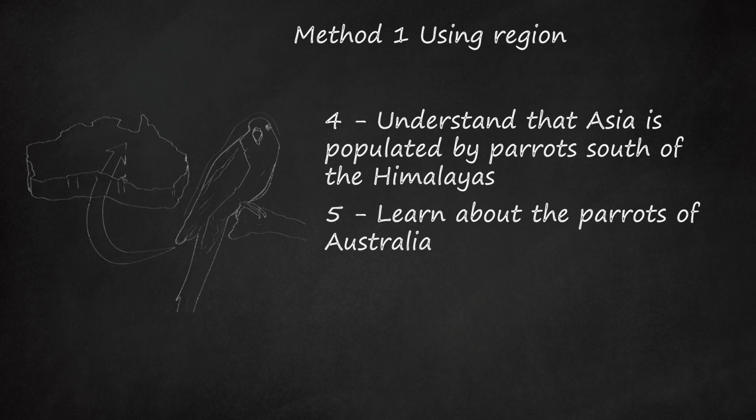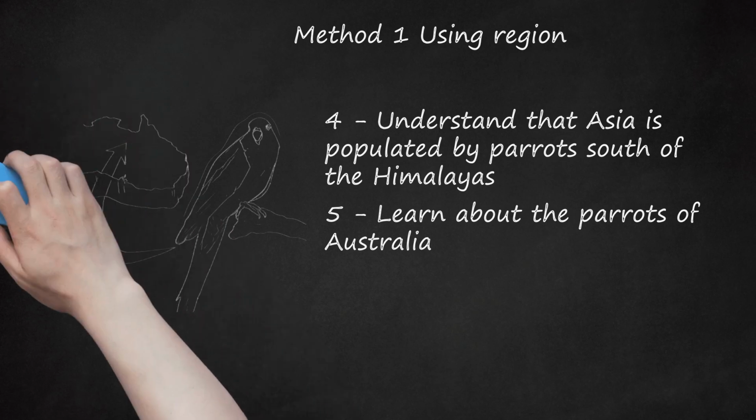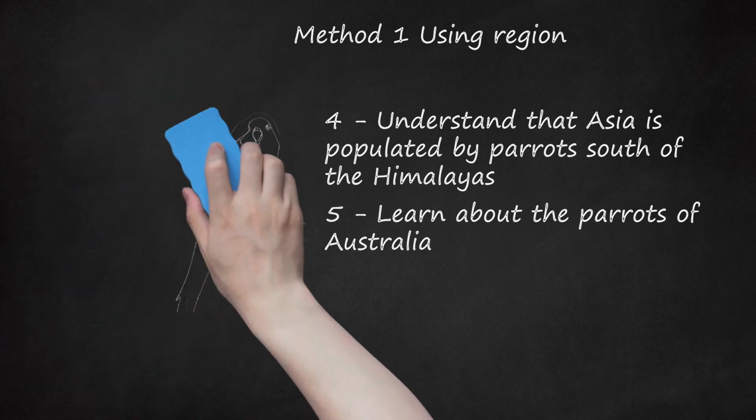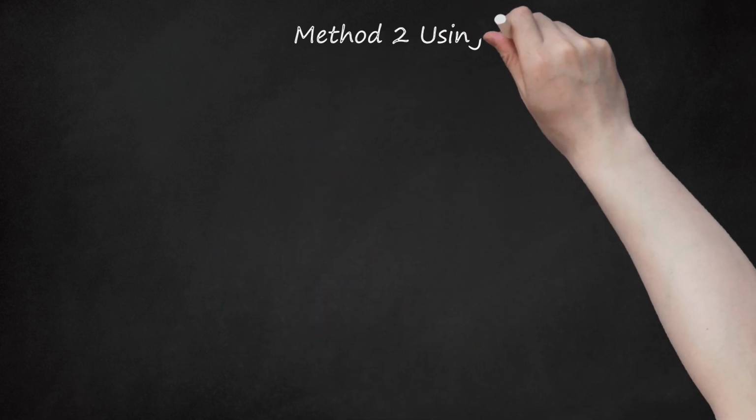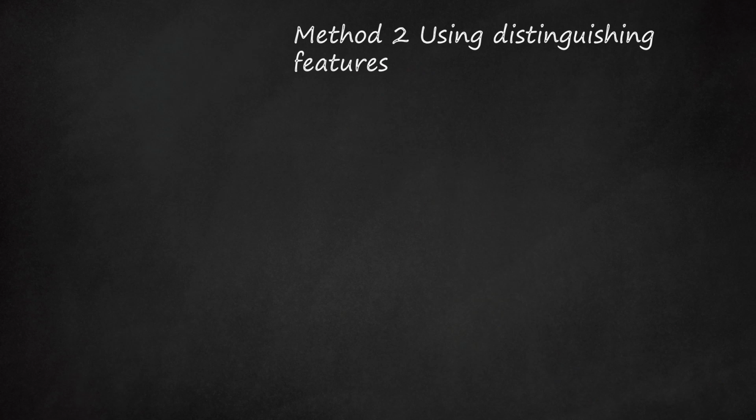Nearby New Zealand is home to the enigmatic kakas, the kea, the world's only alpine parrot, the heaviest, and technically largest, parrot, the flightless kakapo, and the Cyanoramphus genus, the kakarikis. New Zealand is also home to some of Australia's native species, but these are all introduced and will not be discussed further. Method 2. Using distinguishing features.